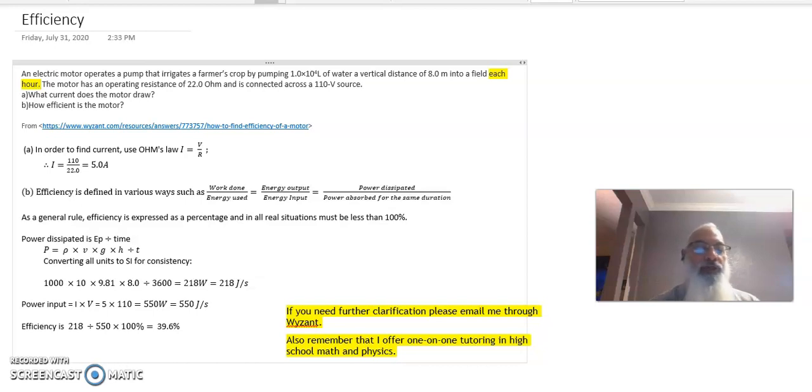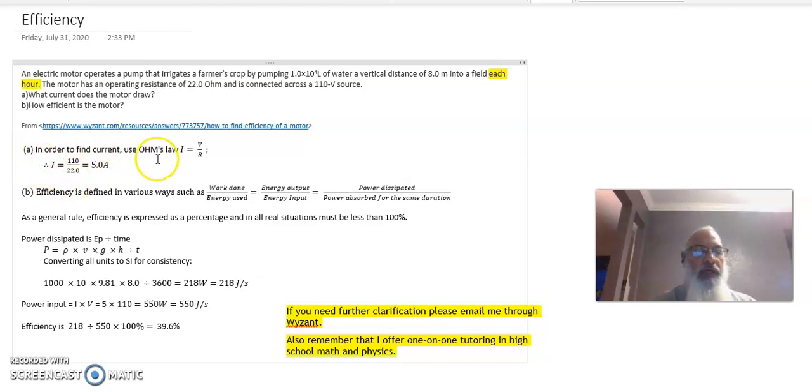And there are two parts to this. There are two questions. First part is what current does the motor draw? And the second part is how efficient is the motor? Okay, so let's start with the current part, which is fairly straightforward and direct. We just apply Ohm's law.